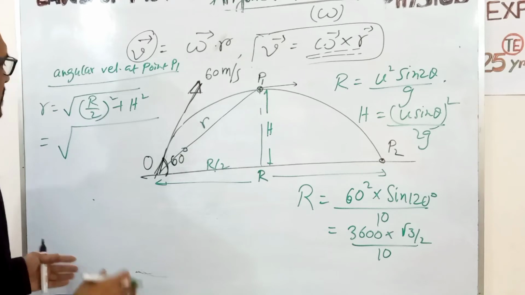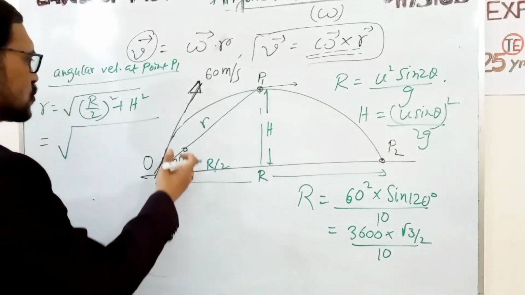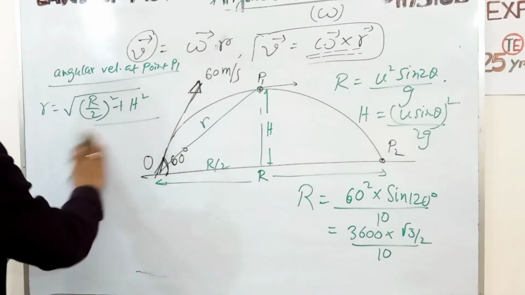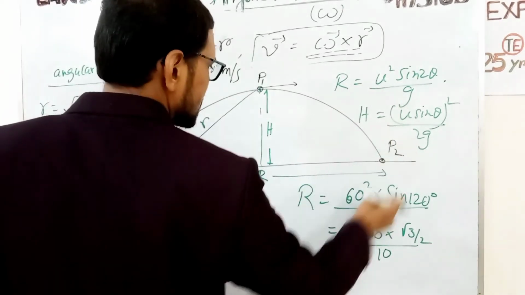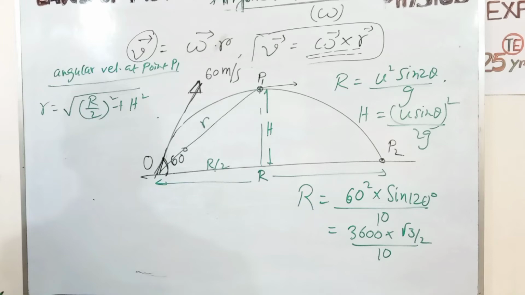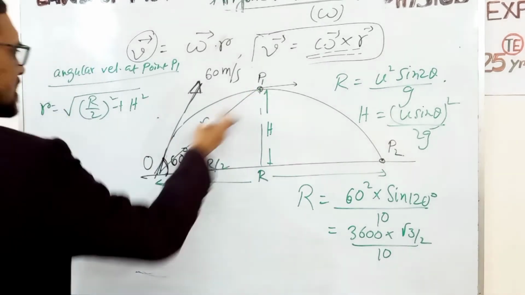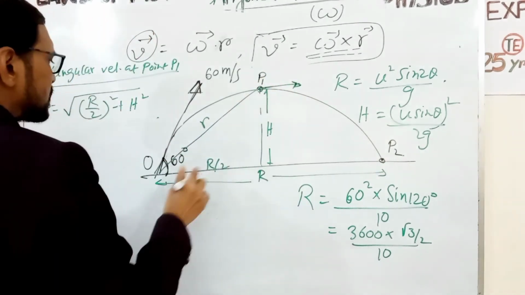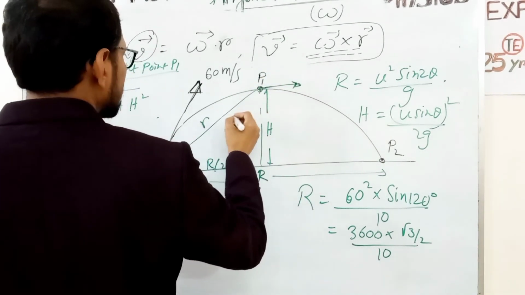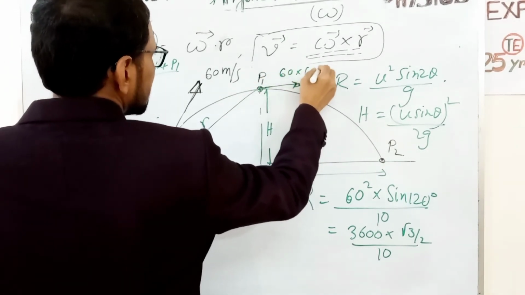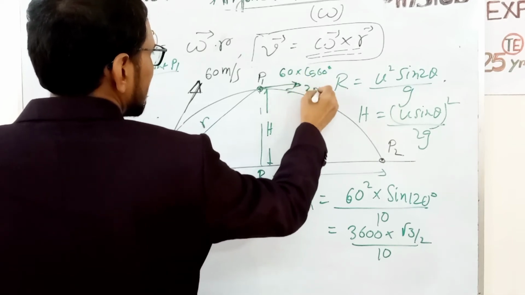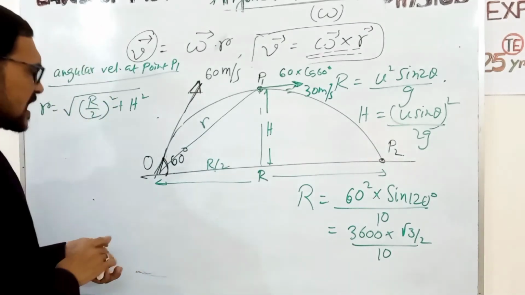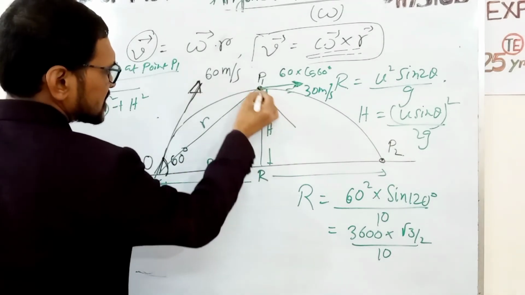I will tell you the procedure to find the angular velocity. So by using this formula you get r equal to this, h equal to this, you get r and h. So you first get the small r, that is this distance. Now what is the velocity of this point? Linear velocity will be u cos theta, that is 60 cos 60 degree, that is 30 meter per second along this. Now we have to take the velocity along this direction, that is the perpendicular component, this.